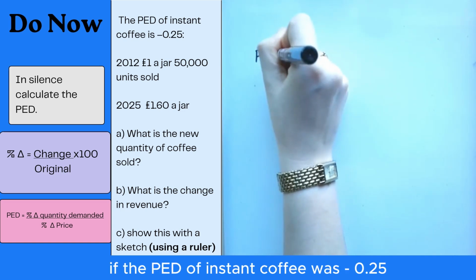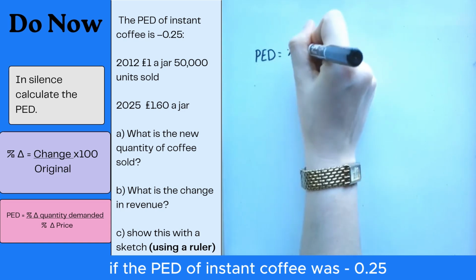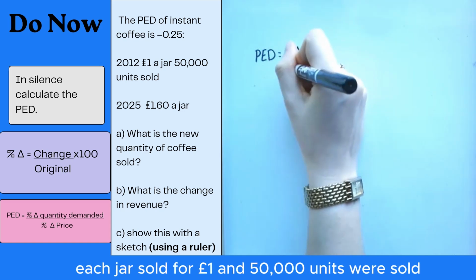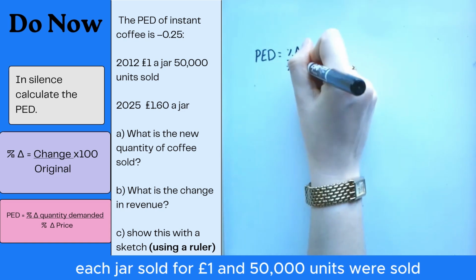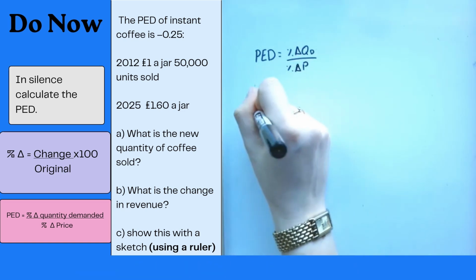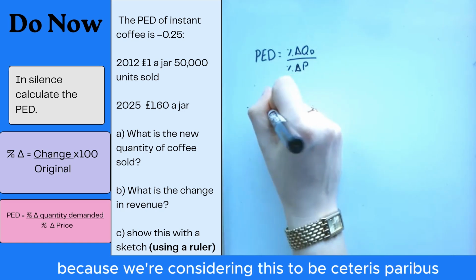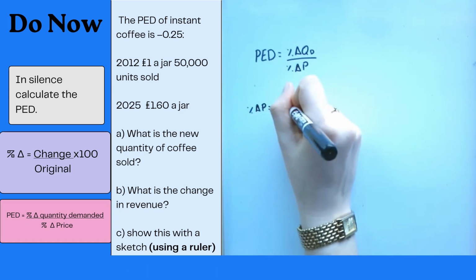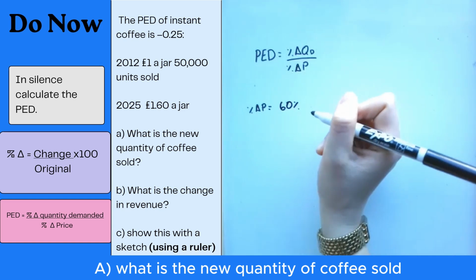If the PED of instant coffee was negative 0.25, and back in 2012, each jar sold for £1 and 50,000 units were sold, and now in 2025, the jars were £1.60. Now that's in real terms because we're considering this to be ceteris paribus. A, what is the new quantity of coffee sold?